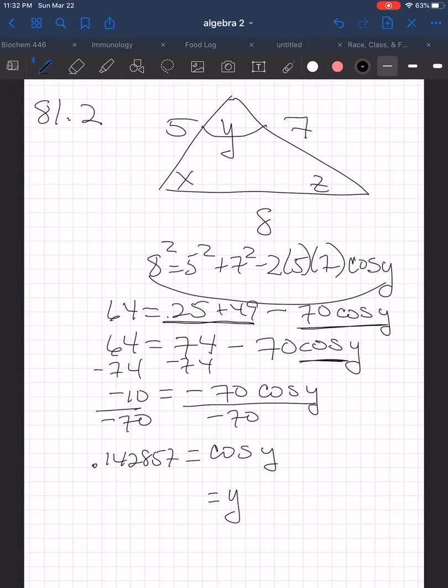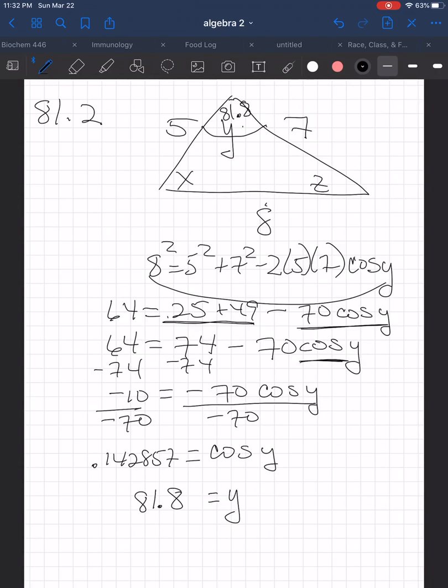So we take the inverse cosine of this. So let's see. And we get 81.8. Okay, so 81.8 is right here. Now, once I have that angle, do I need to use the law of cosines to find the rest of it? No, because now I have a pair. I have an angle and I have the side across from that angle. Now I can use the law of sines.